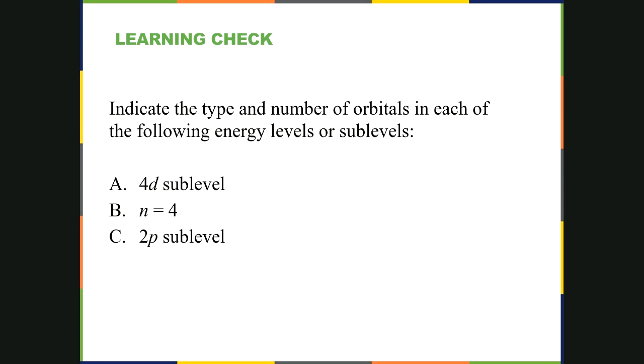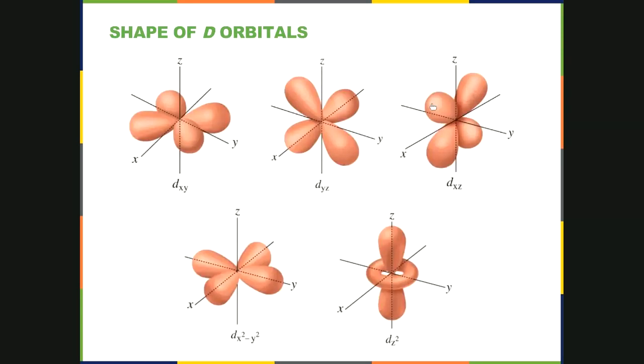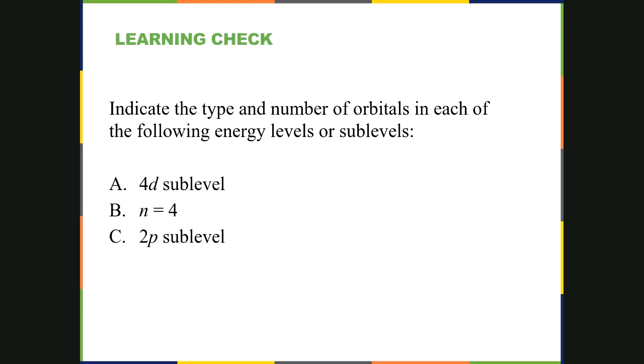Five, correct. Okay, so if we go back, it doesn't matter if it's 3d, 4d, or 5d. There's always going to be 5 possible orbitals within a d sublevel. So the type is the same as the sublevel. They're all 4d orbitals.